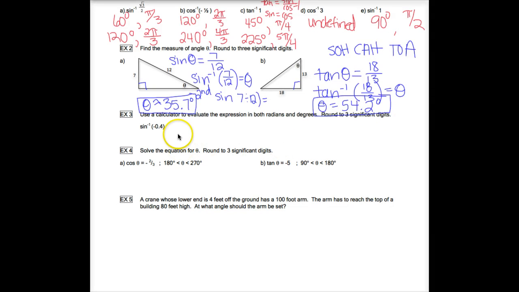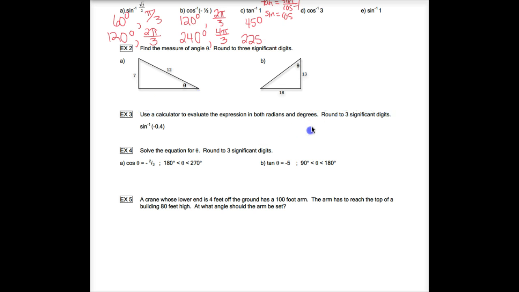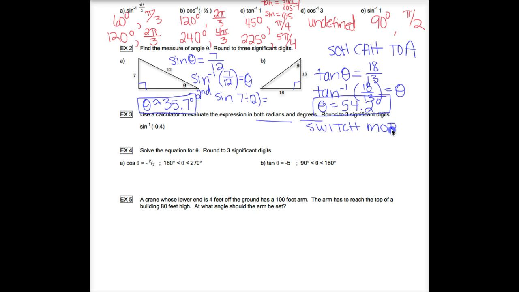Example 3, use a calculator to evaluate the expression in both radians and degrees. So this means you are going to have to switch modes. If I want to evaluate it in degrees, since I just had my calculator in degree mode, I am simply going to press second sine, and then press in that negative 0.4, close the parenthesis and press equal. Hopefully, you get negative 23.6 if we're doing 3 significant digits, and that's in degrees.